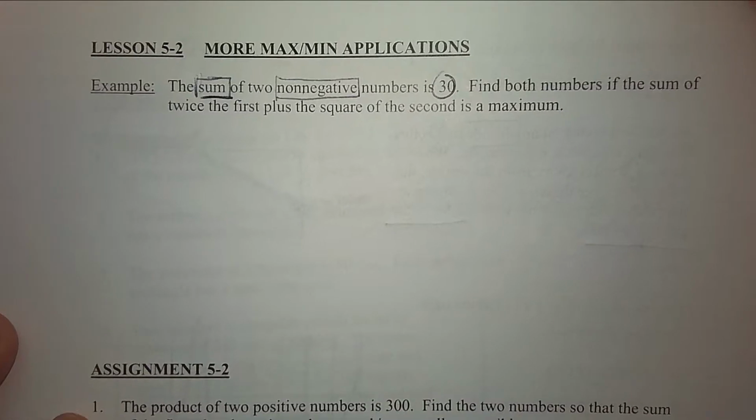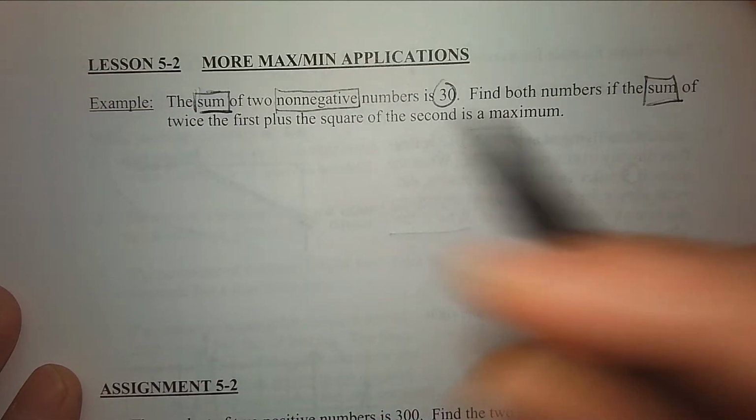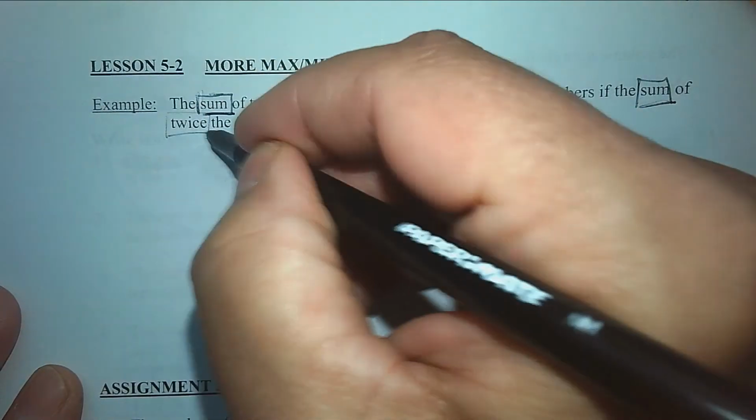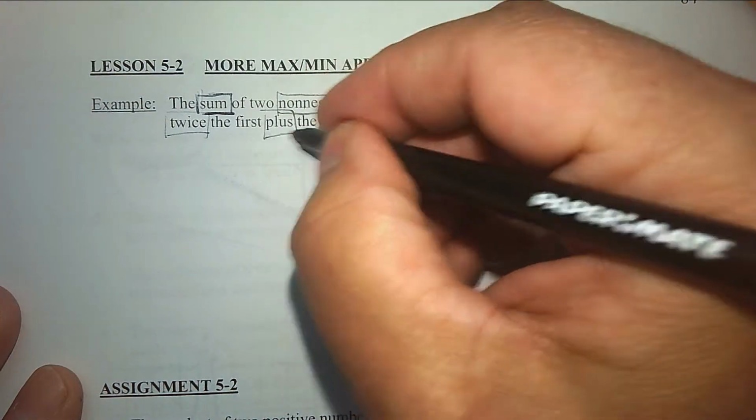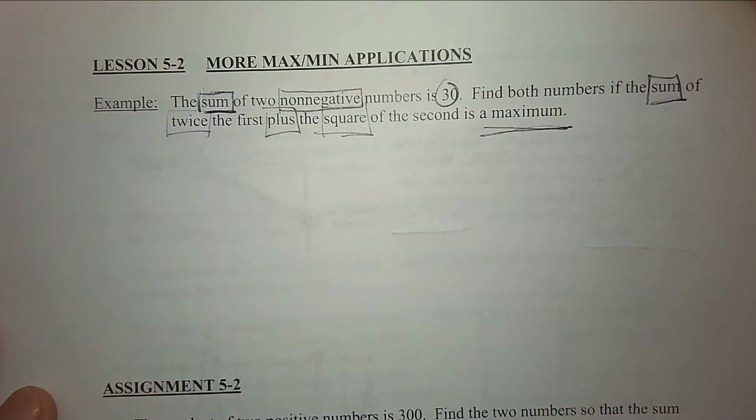Okay. It says find both numbers such that the sum of twice the first plus the square of the second is a maximum. Man, these are mathy words. We got this.